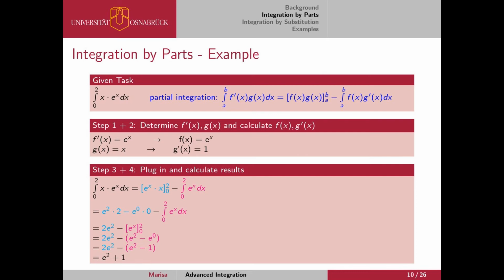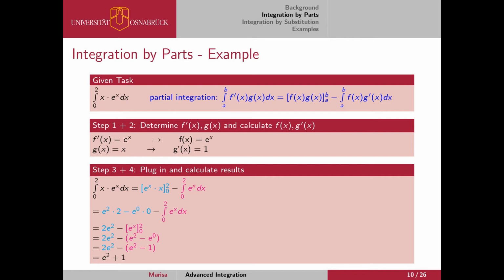This is how you would also write it on paper. We started with the task, which was calculating the integral from 0 to 2 of x times e to the power of x dx. Because it is too complicated to directly find an antiderivative, we decided to use partial integration. Therefore, we make a note here stating that we want to solve it via partial integration, and ideally also write down the formula, which is in dark blue here.